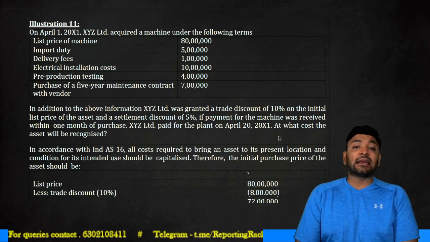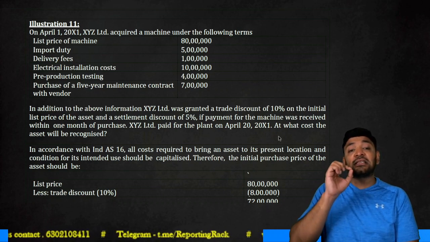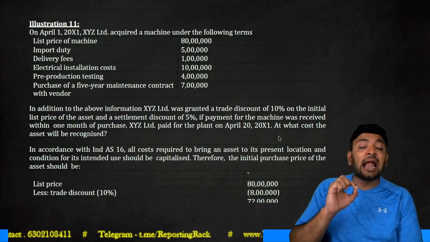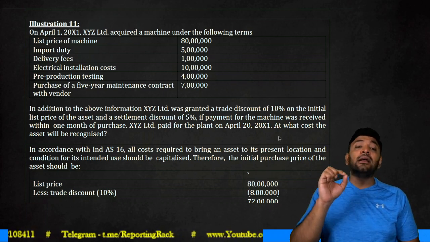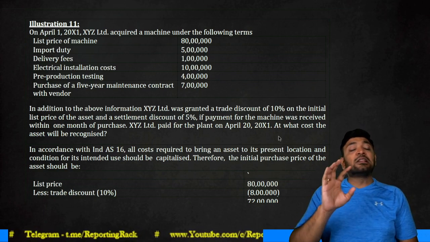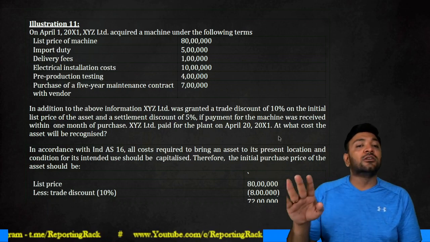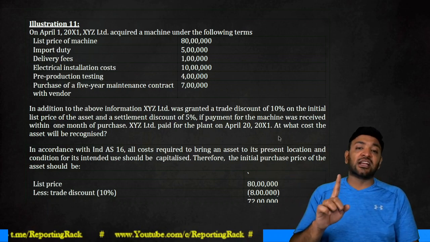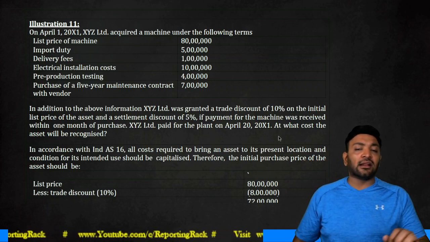What about your electrical installations? Now, all costs incurred to bring the asset to its current location and condition in which the enterprise or the management is expected or intended to use the asset. Without the electrical installation, the asset may not be available for use. Therefore, such electrical installation also should be included in the cost of the asset. So add another 10.